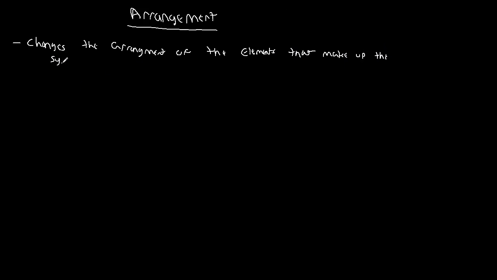So what arrangement does is it changes the arrangement of the elements that make up the symbol. Right? And so let's go ahead and look at a couple of examples, and then I'll talk you through when it's most useful. So let's say that we have points.